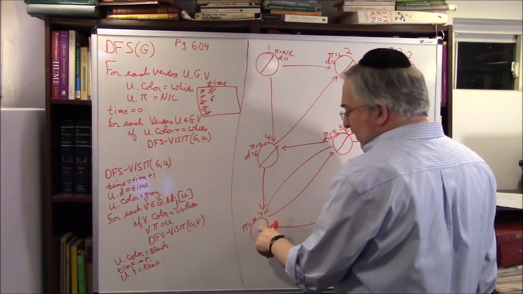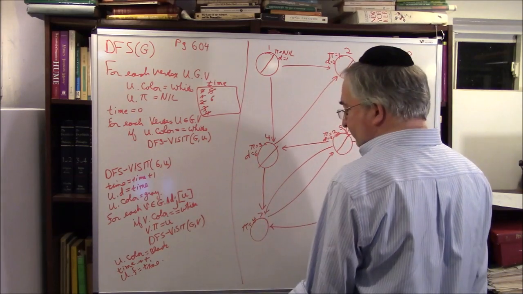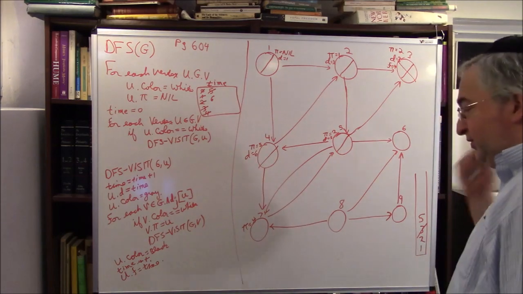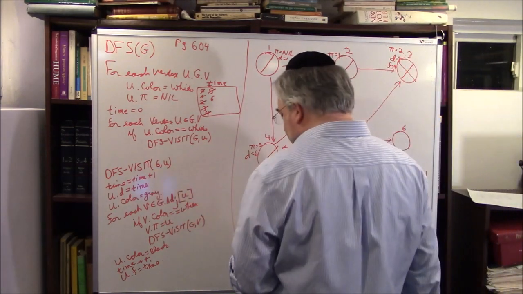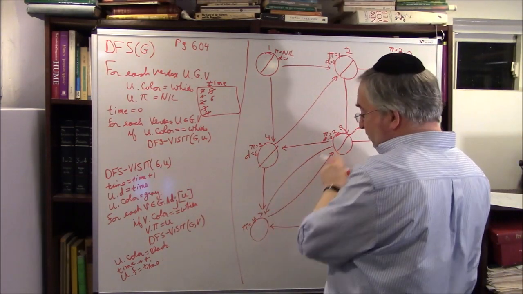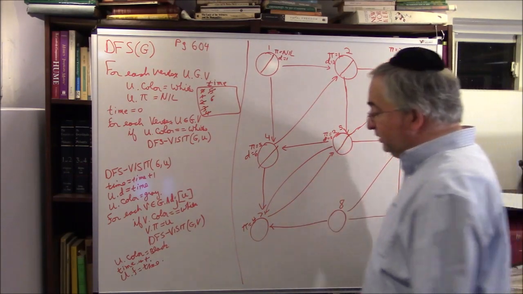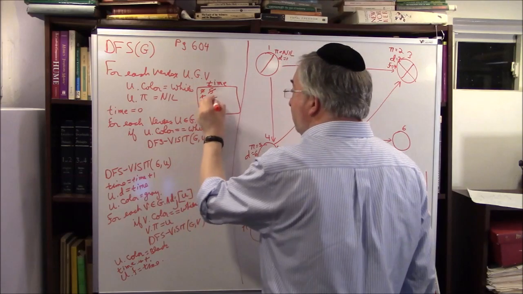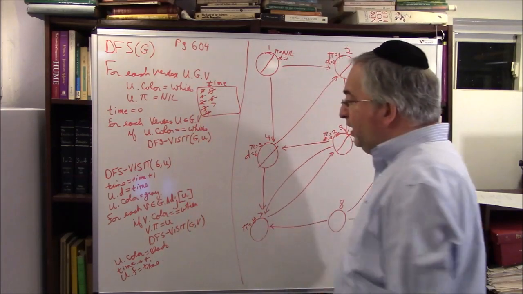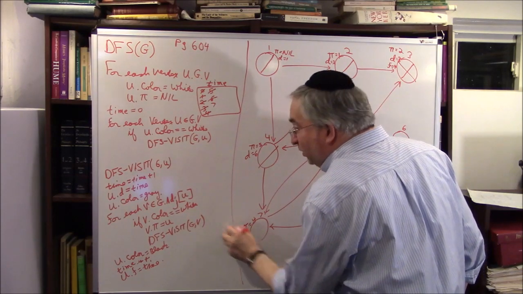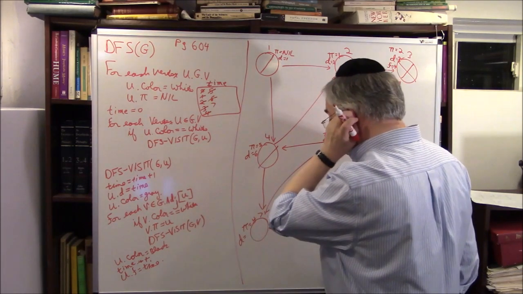And now we visit 7. Okay, great. Now we visit 7. So we go up here and we visit 7. So, let's visit 7. 7, we're lucky. 7 has children, but not white children. So let's do it. Time is equal to time plus 1. This becomes 7. D, we're visiting 7 now. So D is equal to 7.